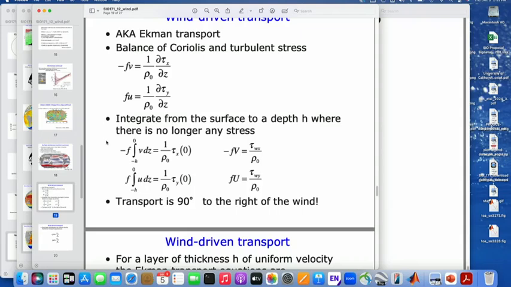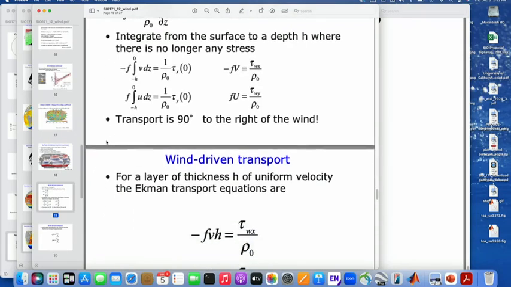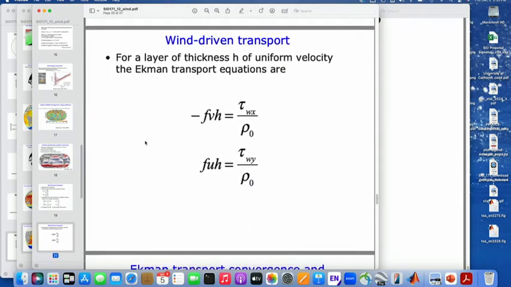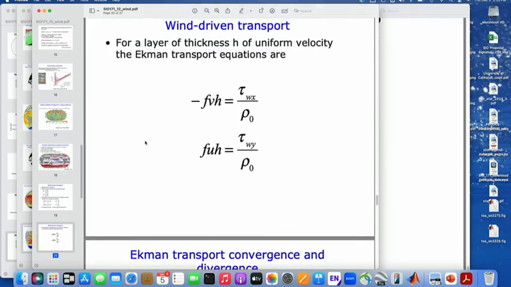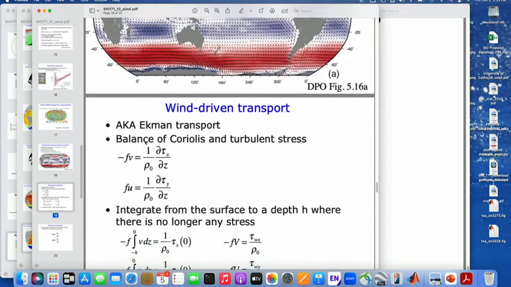So that means if I give you a map of wind stress, you should be able to tell me the direction of the transport. Same kind of thing as with geostrophy, just for wind now. But it's the transport that's to the right of the wind stress? Correct. It's the transport, you bet.